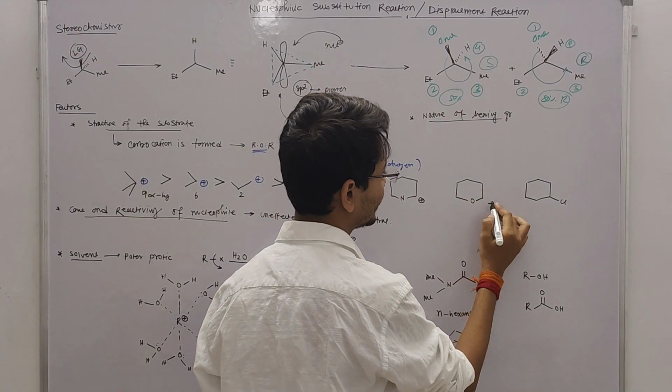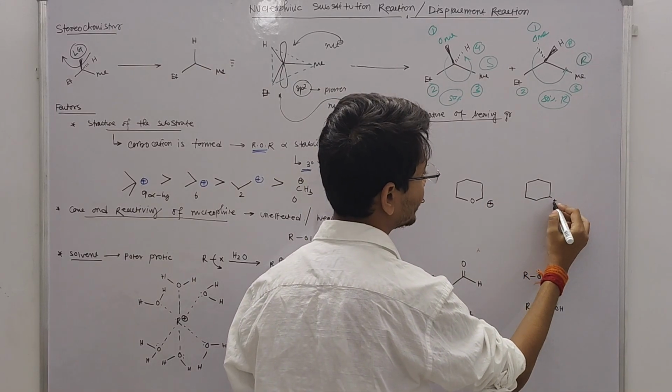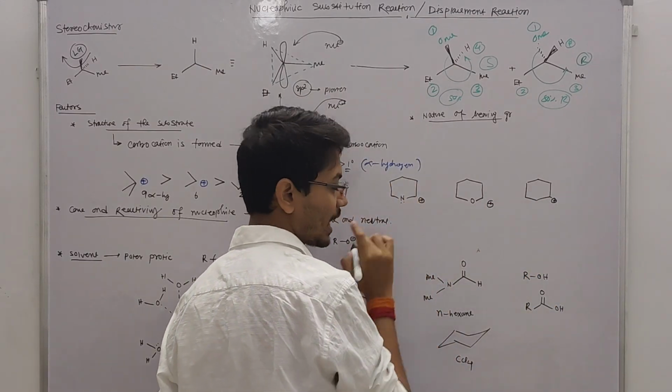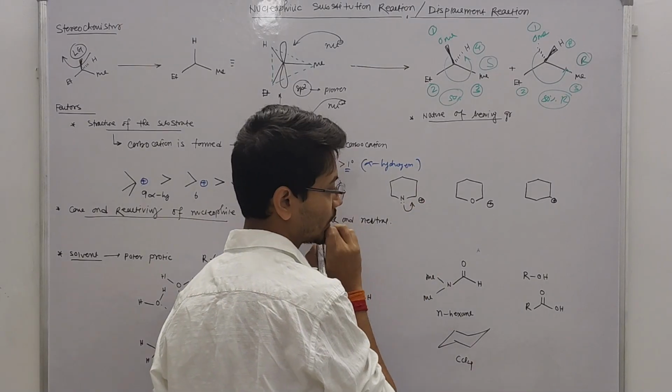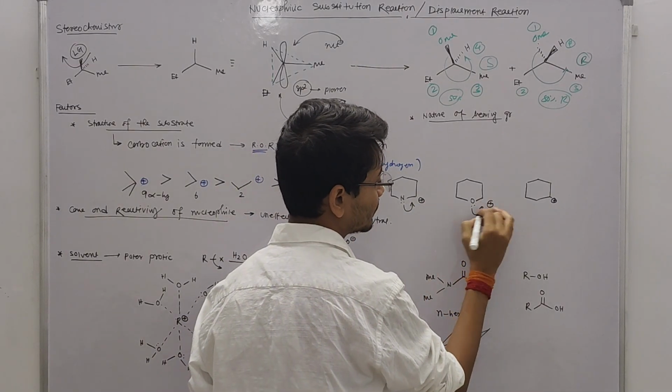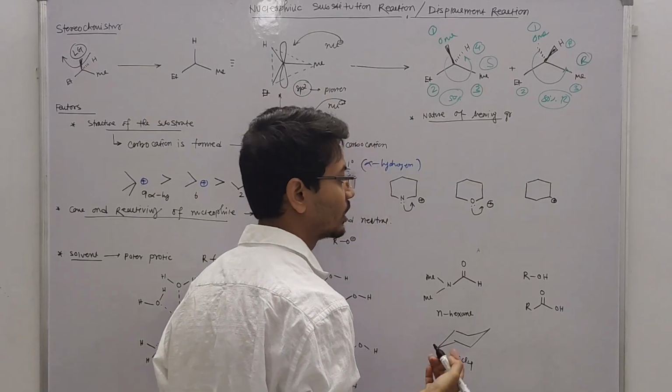Kick out the chlorine, make a positive charge. So nitrogen, it has some lone pair. That lone pair is delocalizing here. Oxygen, delocalizing, but here no delocalization is there.